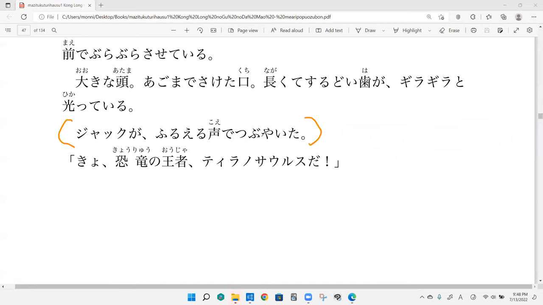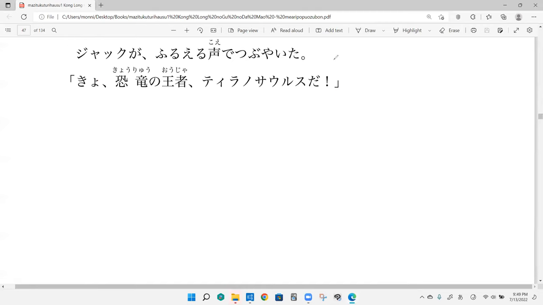And Sydney, please. Jack mumbled in a shaky voice. Perfect. And Archie? Kyoryu no oja, the king of the dinosaurs. So this isn't kya, this is kyoryu, so it's a stutter. So it's the king of the dinosaurs, Tyrannosaurus. Perfect. Looks like we might be getting no picture.